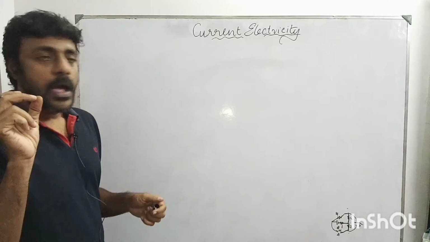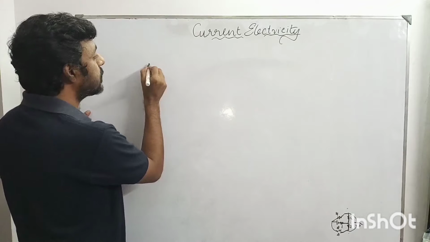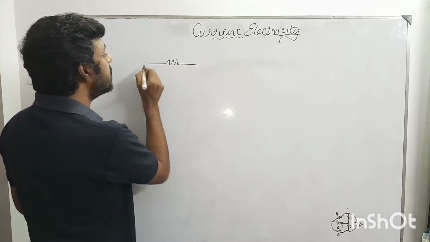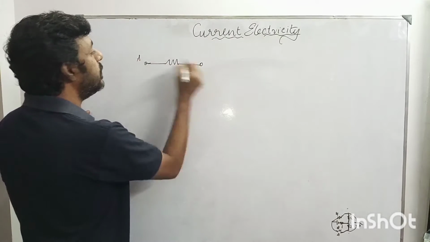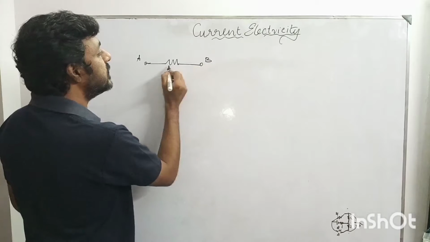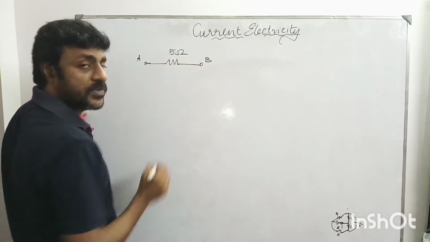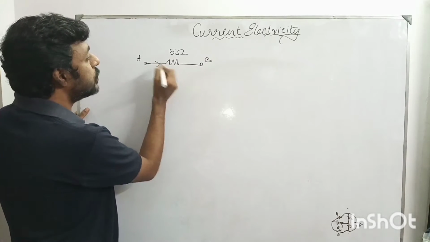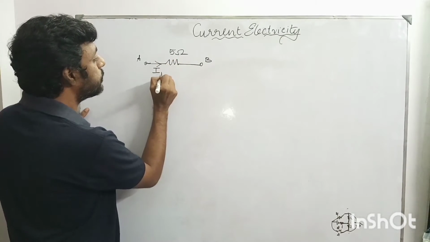So I'll give you a simple scenario, right? Let us assume that a branch AB consisting of a resistor. This is a branch AB. This branch AB consists of a resistor of value 5 ohms. Let us assume that a current is traveling through this resistor, and I am going to name the value of the current as I1.